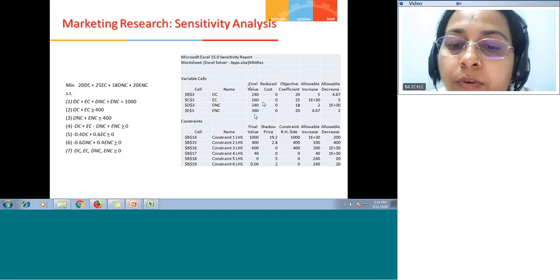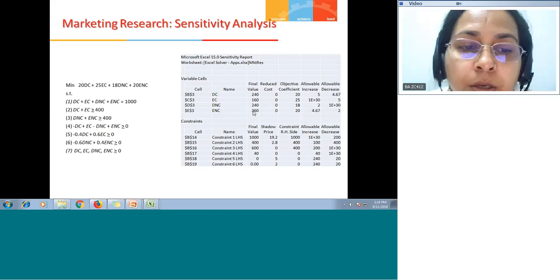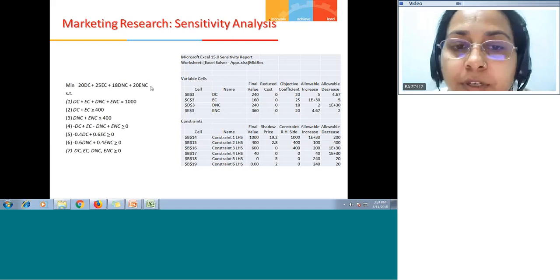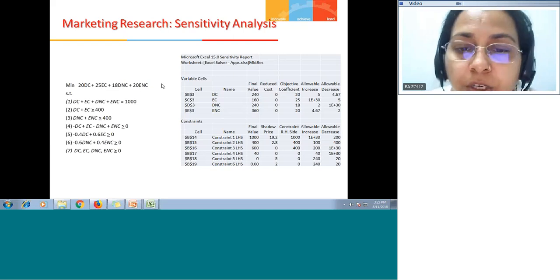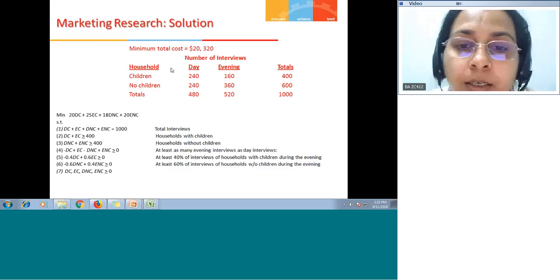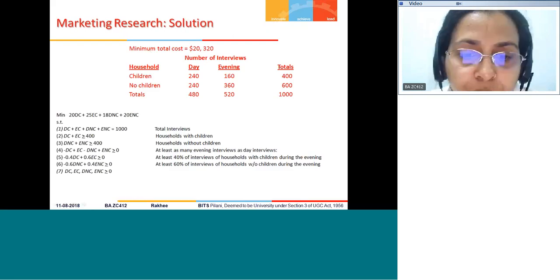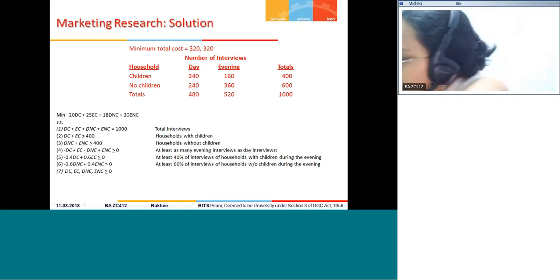So we are getting the optimal values after solving it by Solver, as DC equals 240, EC equals 160, DNC 240, and ANC 360. So these are the values. For these values, if you plug them into the objective function, the first line, minimization of 20 DC, you can easily see what your objective function value is.